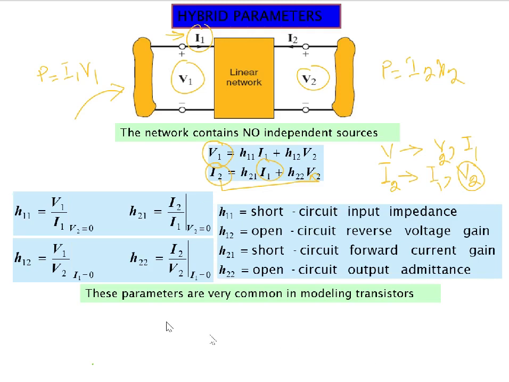Here we have another situation. In this situation, we have V1 and I2. So that's why it is known as a hybrid parameter. First we are calculating V, and then we are calculating I. First we are calculating input, and then we are calculating the output. How can these things be usable?